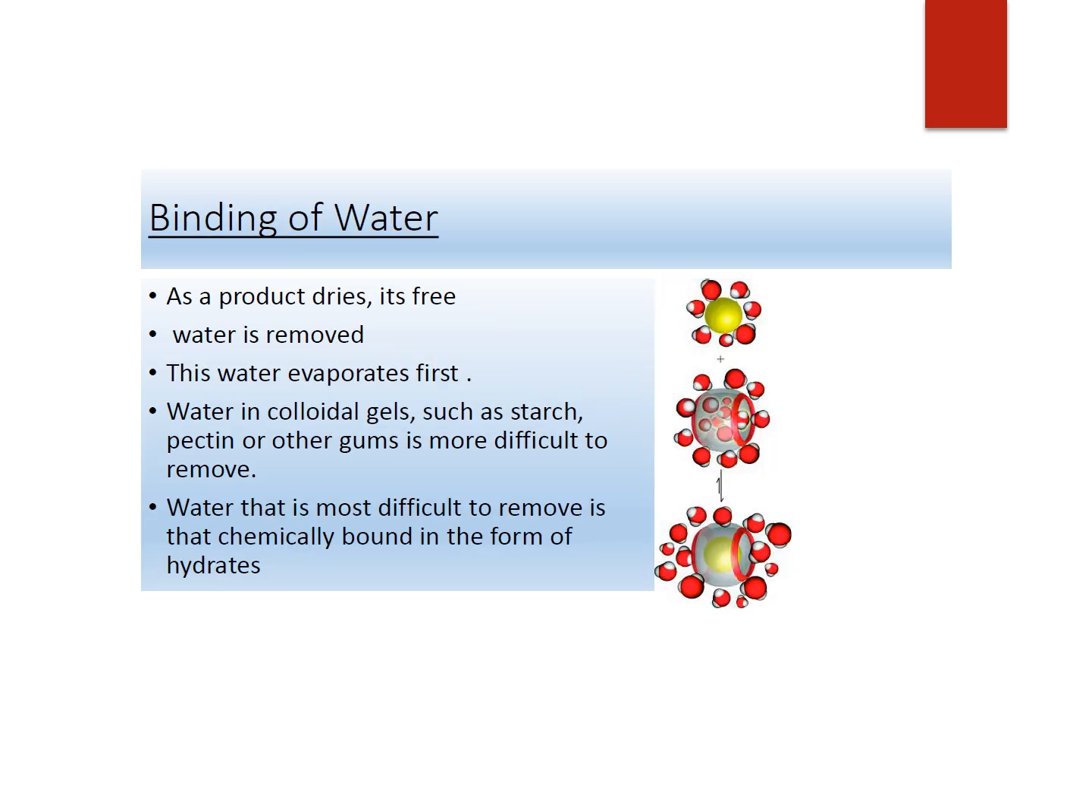Binding of water. As a product dries, its free water is removed. This water evaporates first. Water in colloidal gels such as starch, pectin or other gums is more difficult to remove. Water that is most difficult to remove is that chemically bound in the form of hydrates.